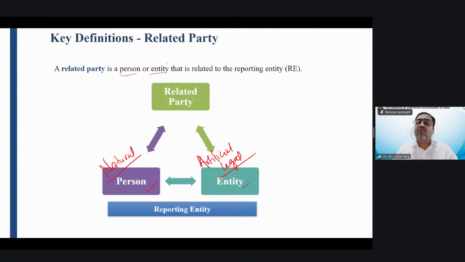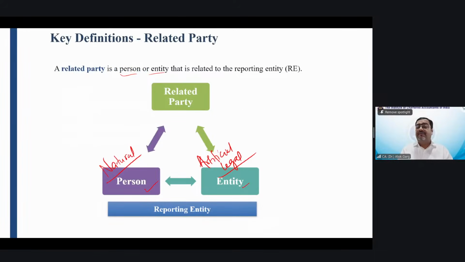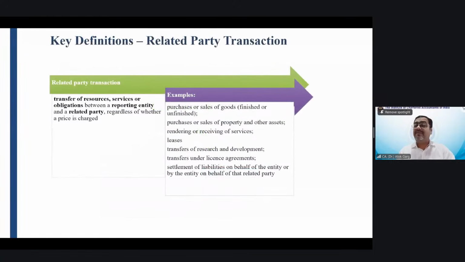A Limited has control over B Limited. Whether A Limited is a related party to B Limited. Yes, A Limited is a related party to B Limited because A Limited is a holding company of B Limited. So friends, we understood that a related party could be a person, it could be an entity.